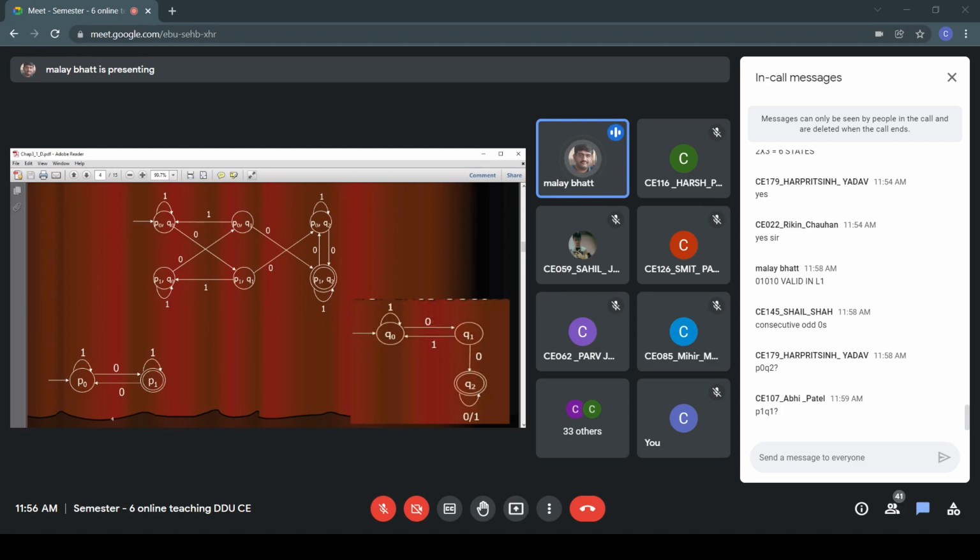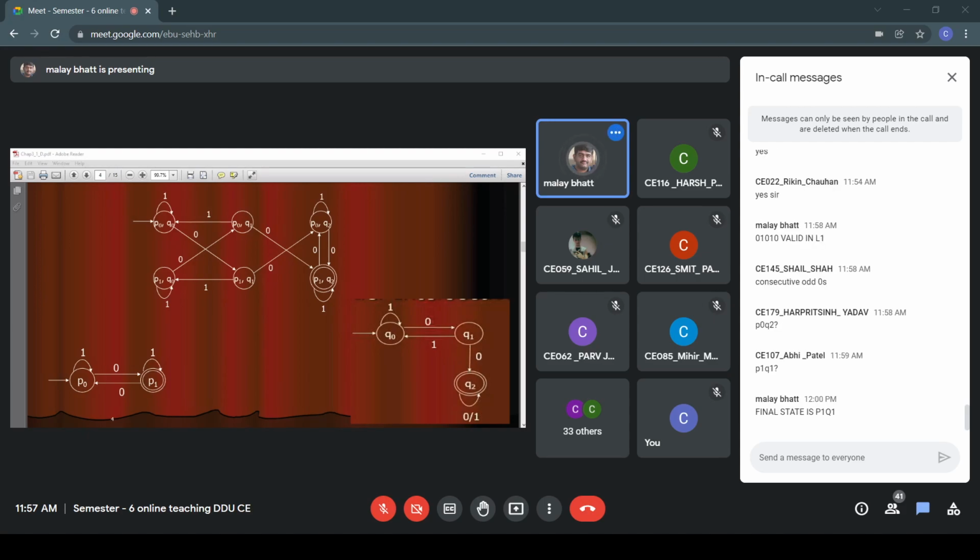When you traverse 1, you will go to P1 Q0. From P1 Q0, again you traverse 0, you will go to P0 Q1. From P0 Q1, when you traverse 1, you will go to P0 Q0. And from P0 Q0, when you traverse using symbol 0, you will go to the P1 Q1 state. So the final state is P1 Q1.